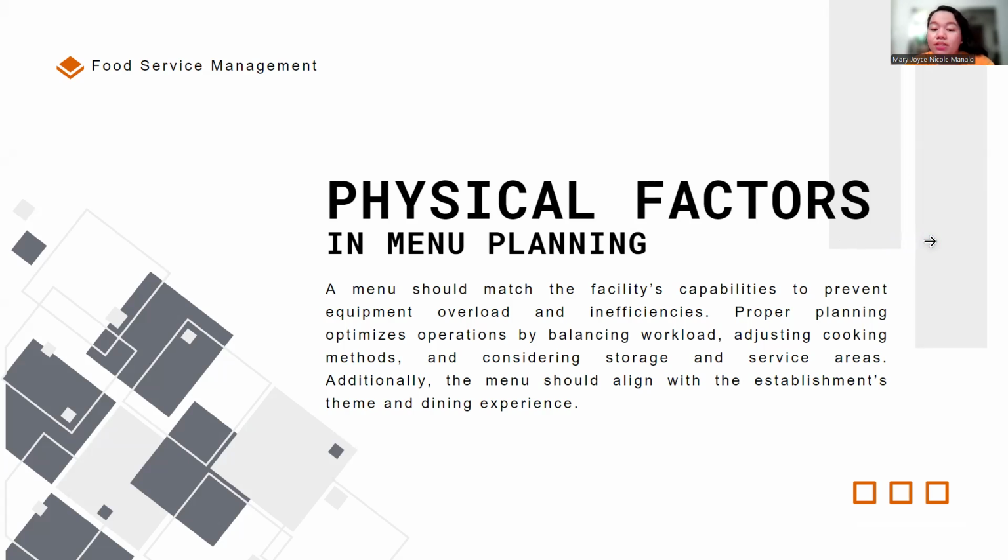Proper planning optimizes operations by adjusting cooking methods and utilizing alternative equipment, or incorporating convenience foods to balance workload and skill levels. Additionally, dining and service areas must be considered, as overcrowding and complex service styles impact customer experience, so the menu should always be consistent with the establishment's theme and decor.